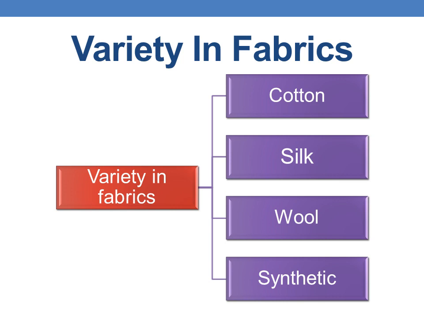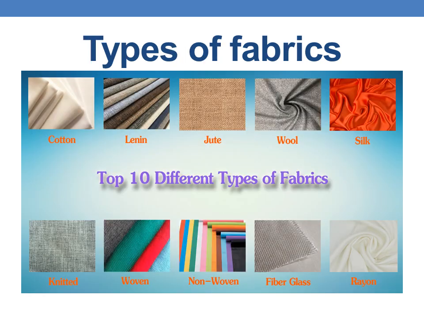Now, when we visit the shop, we do not come out easily in a short time. Why? We see a lot of variety of fabrics in the shop. Different types of fabrics we see may be cotton, linen, jute, wool, silk and rayon and so on.